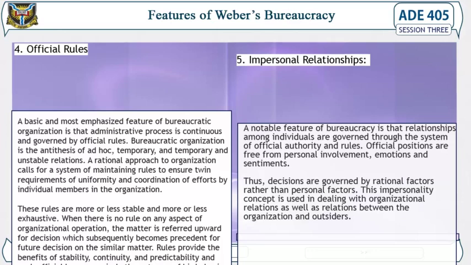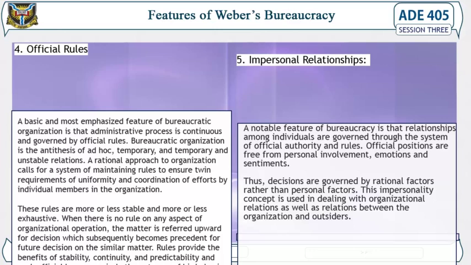4. Official rules. A basic and most emphasized feature of bureaucratic organization is that the administrative process is continuous and governed by official rules. Bureaucratic organization is the antithesis of ad hoc, temporary and unstable relations. A rational approach to organization calls for a system of maintaining rules to ensure the twin requirements of uniformity and coordination of effort by individual members in the organization.